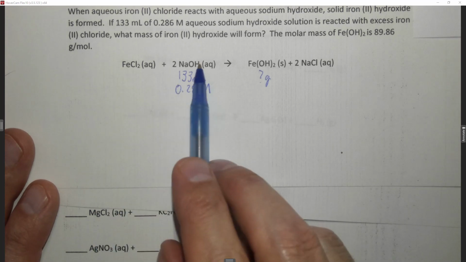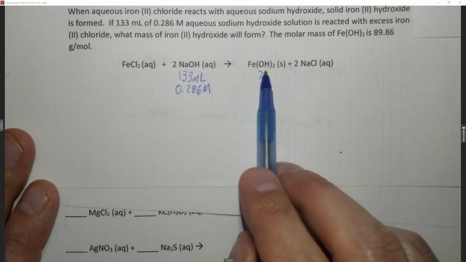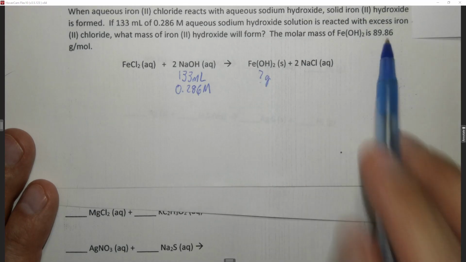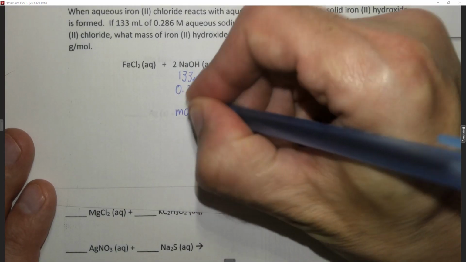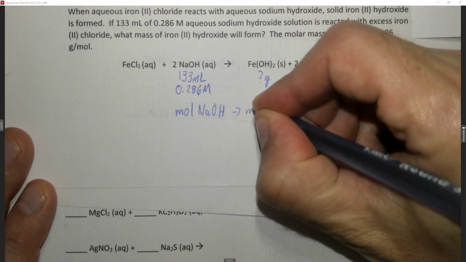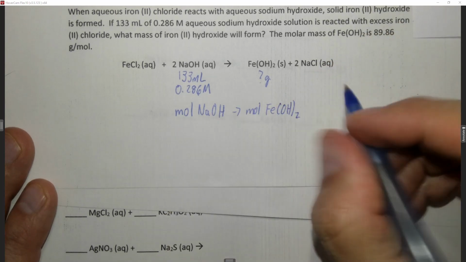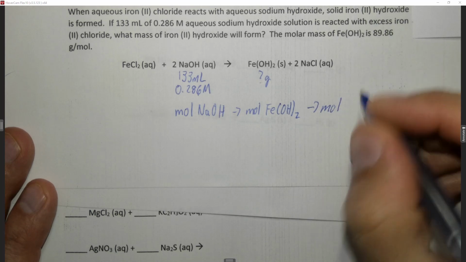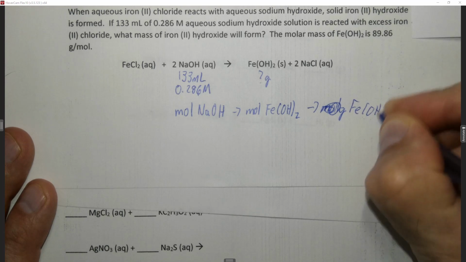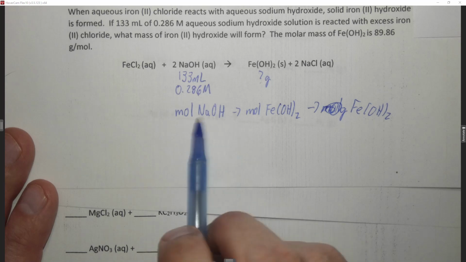Well, if we could find the moles of sodium hydroxide, we could convert it to moles of iron 2 hydroxide using the balanced chemical equation, and then to grams of iron 2 hydroxide using the molar mass. So let me write that down. So we can convert from moles of NaOH to moles of Fe(OH)2 using the balanced chemical equation, and then to grams of Fe(OH)2 using the molar mass. But how can we find moles of NaOH?